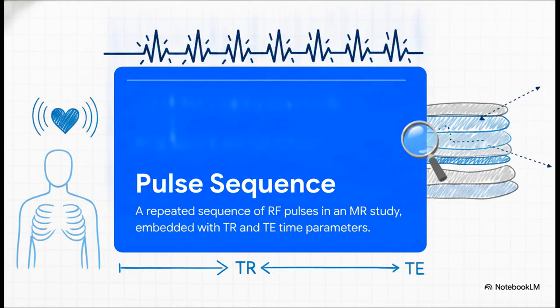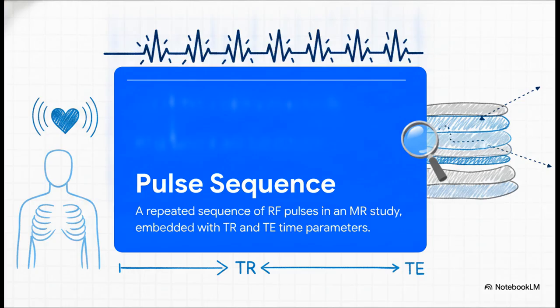So a pulse sequence is exactly what it sounds like. It's a sequence of radio frequency, or RF, pulses applied repeatedly during a magnetic resonance study. Woven directly into this process are two absolutely critical time parameters, TR, which stands for repetition time, and TE, or echo time. Now, these aren't just arbitrary pauses, right? They are the exact dials we turn to control what kind of information we actually pull out of the body's tissues.